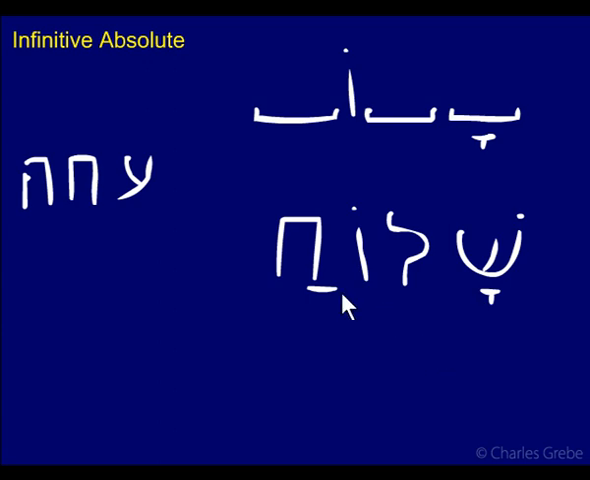There's another shalach with a kaf here at the end. That means to throw. So don't get those mixed up. But this one is to send. So you get a furtive patach if you have a strong guttural at the end of your infinitive absolute.